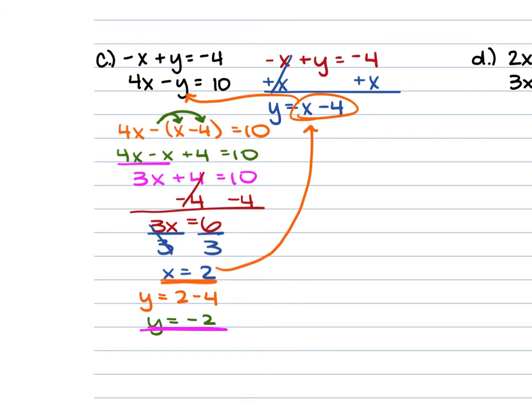I have an x is equal to. I have a y is equal to. So I'm going to form my ordered pair with x comma y. So that's going to be 2, negative 2.